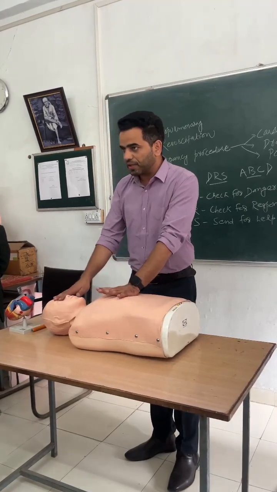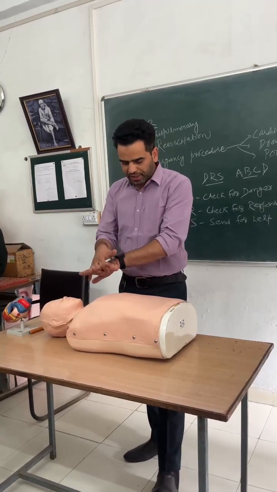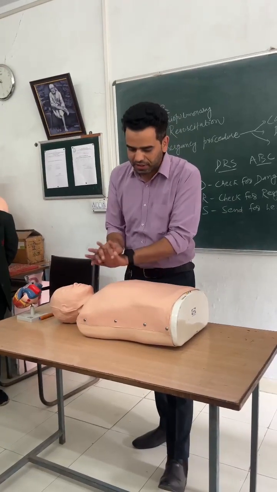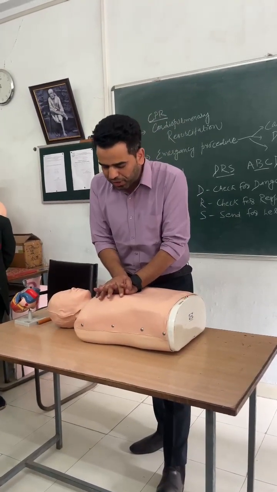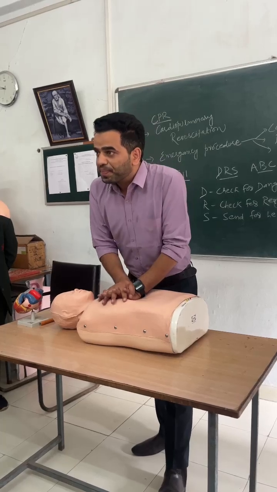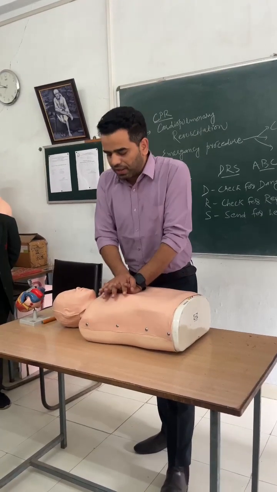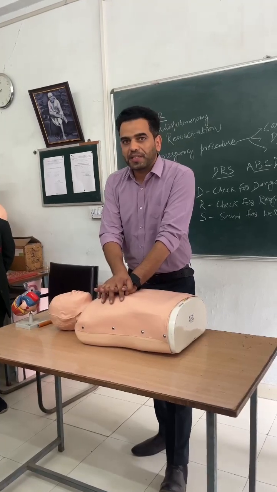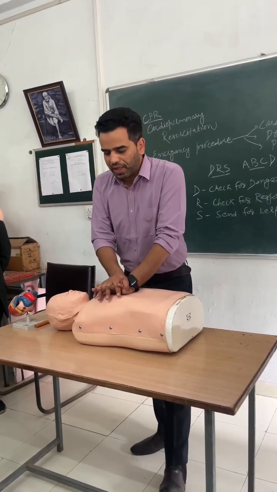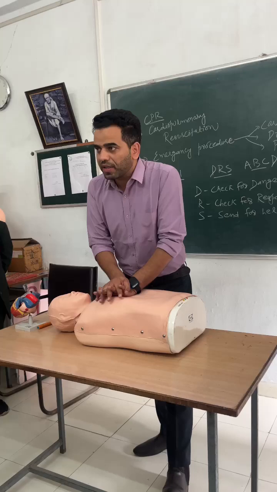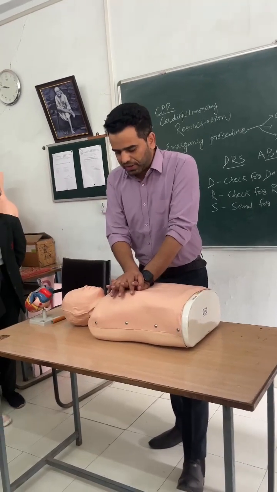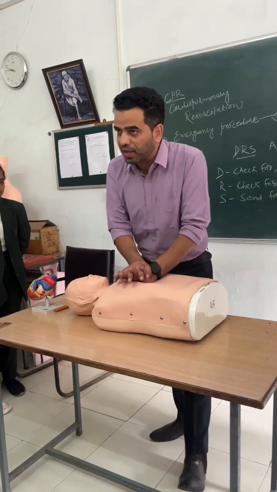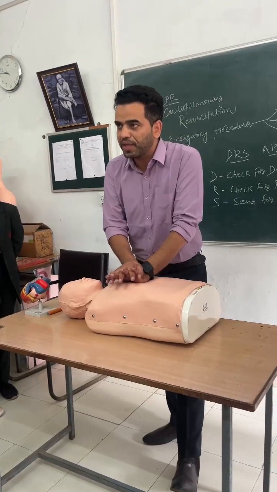How do you start the CPR? You lay the person down, interlock the hands like this, and put the palm on the center of the chest. This is the center of the chest, and then you give CPR. How many compressions? 30 compressions, and after that 2 rescue breaths. The compression must go almost 2 inches, which means the depth of the compression must be 2 inches.